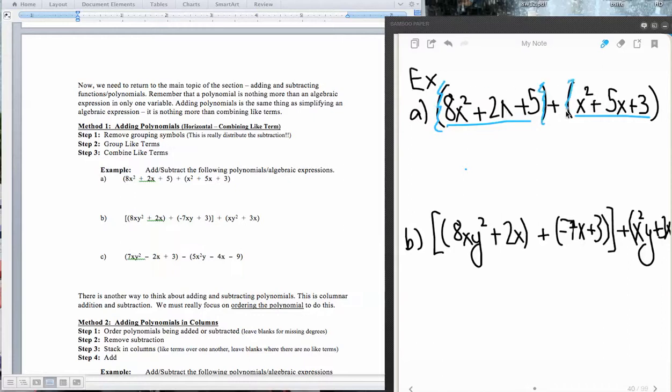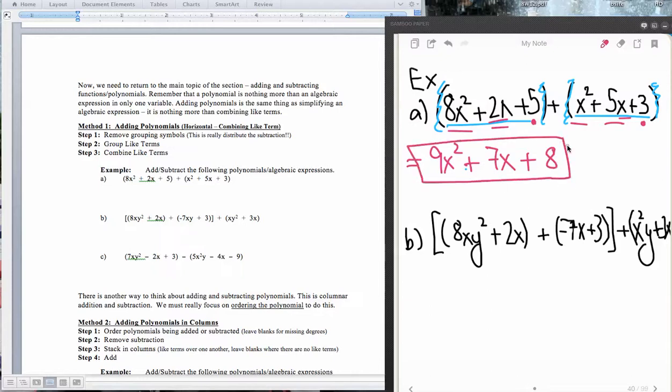We can simply take a look and say, okay, I have 8x squared and I have x squared. 8 plus 1 is equal to 9, and those are x squared. And then I have x terms here and here, so I have 2 of these and 5 of those, which makes a total of 7 of those x terms. And then finally my constants, I have a 5 and I have a 3. 5 plus 3 is 8. And you see that's just simplifying algebraic expressions, except we've put this fancy name on it of adding polynomials.